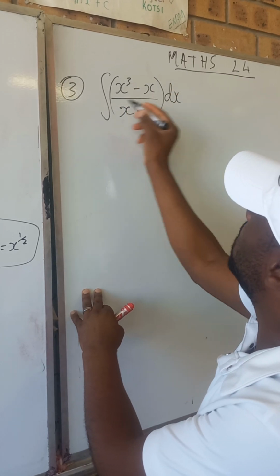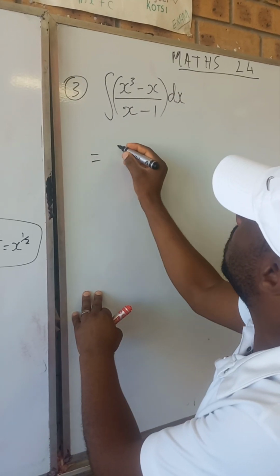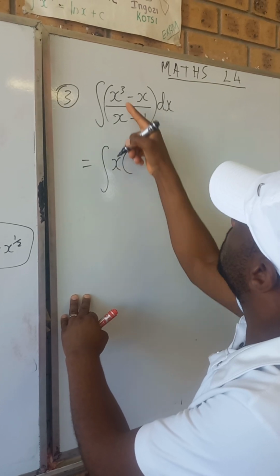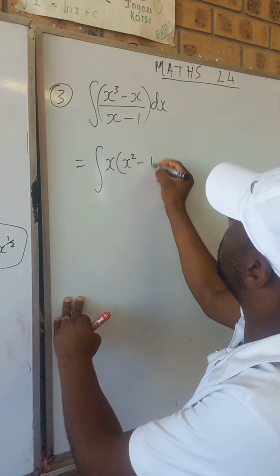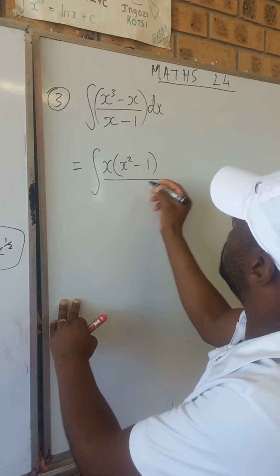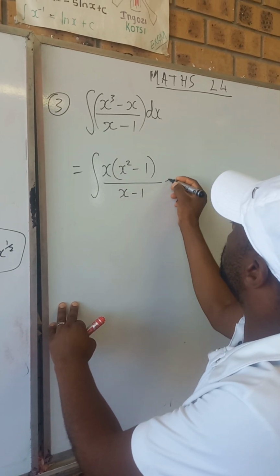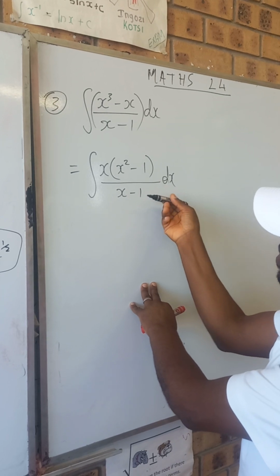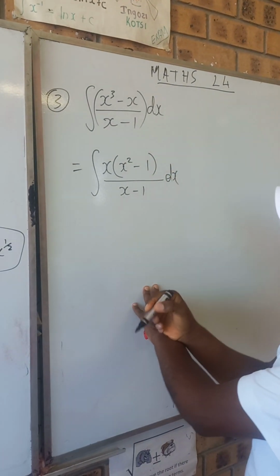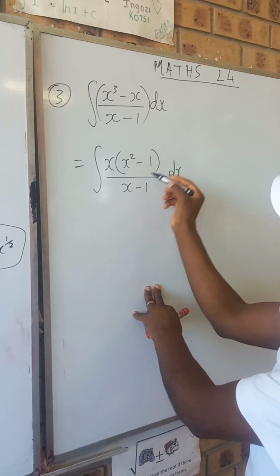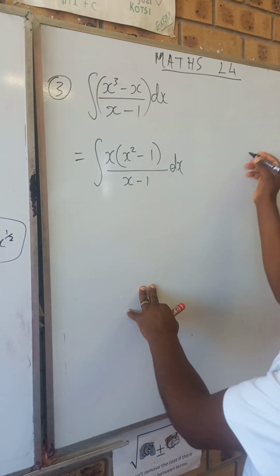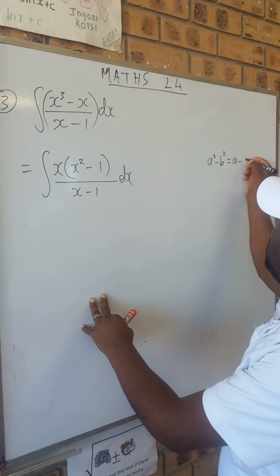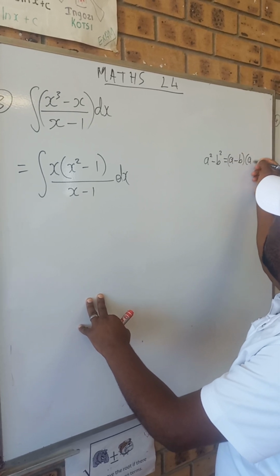So when I look at the numerator, I see that x is a common factor. So I'll take out the common factor, which is x. Then in bracket, I'll be left with x squared minus 1 divided by x minus 1 dx. So you see I'm still not done, because as I've explained, this x minus 1 must be found up there. So if you are familiar with the difference between two squares, which says if you have a squared minus b squared, the answer should be a minus b into a plus b.